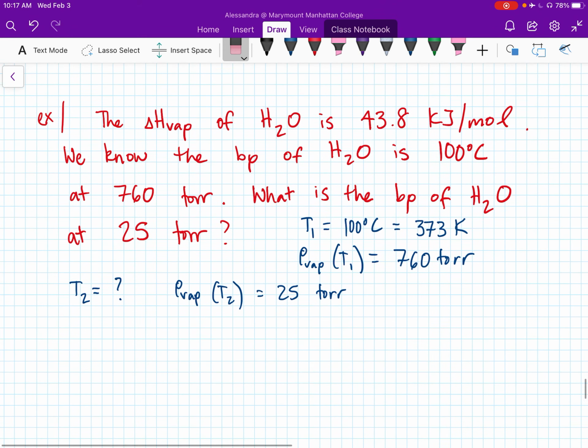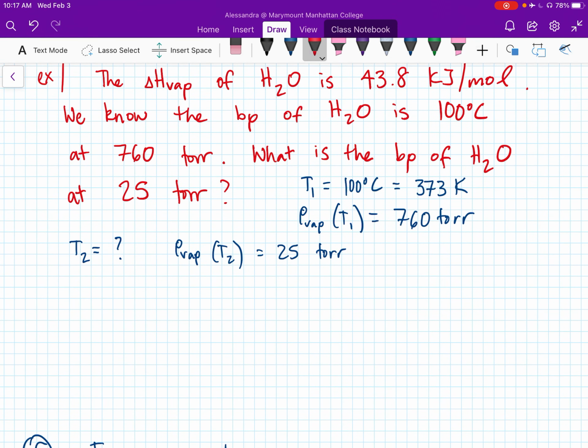Let's do it. All right, I'm going to move down here so we have room to do the problem. The natural log of the vapor pressure at T1 over the vapor pressure at T2. So that's going to be the natural log of 760 torr over 25 torr. Now I want to point something out to you here. As long as the units are the same, since this is a ratio, it doesn't matter what units you have them in. So you could convert them into atmospheres, right? And it's the same because it's a ratio. The units are going to cancel. So just make sure that the units are the same for the vapor pressures.